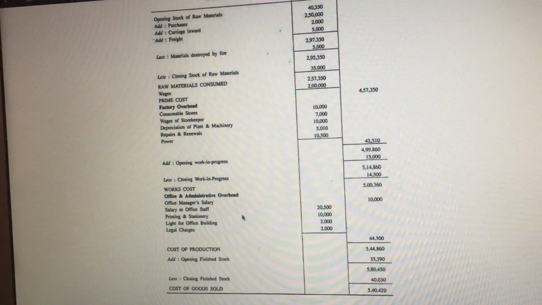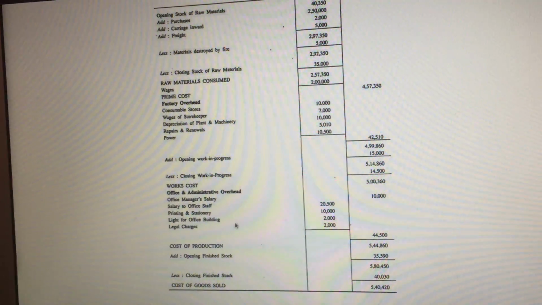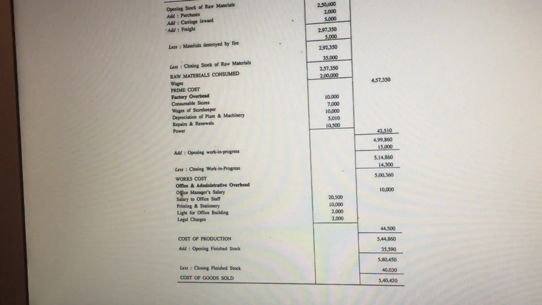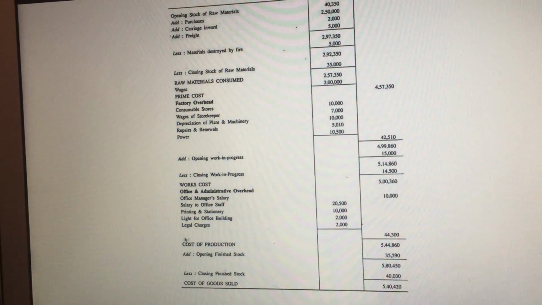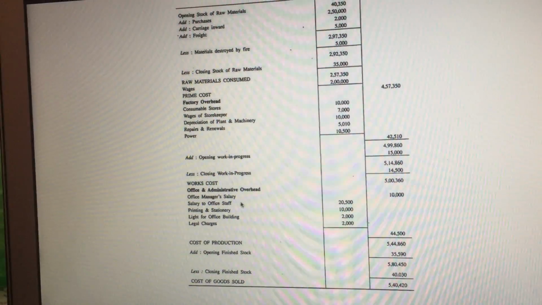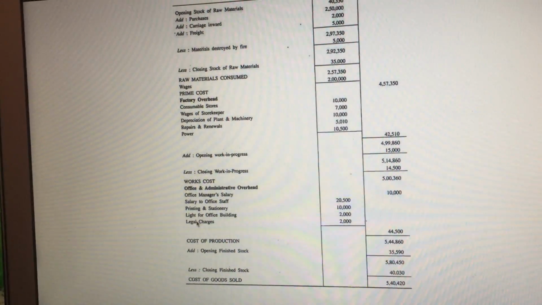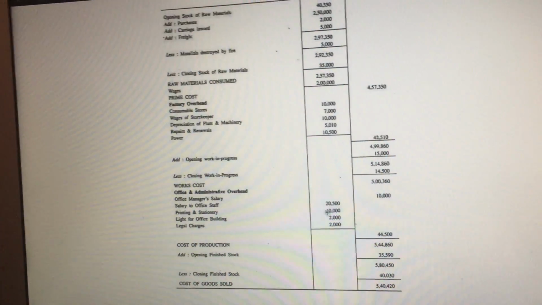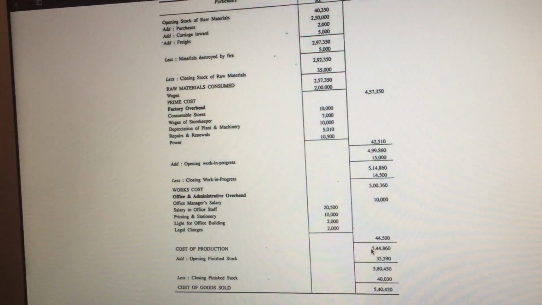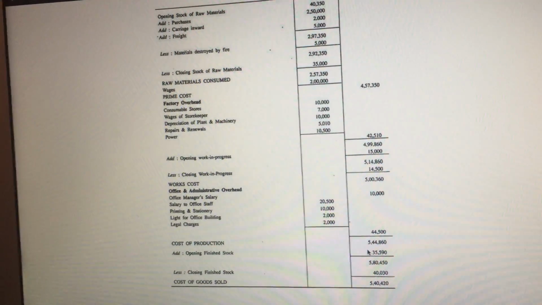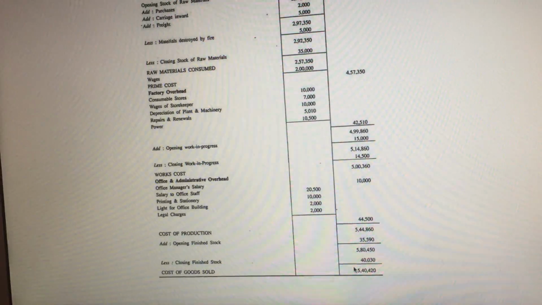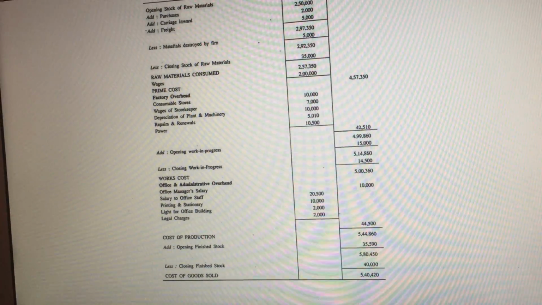Office and administrative overhead, this subheading includes all the expenses related to the office and administration of the organization, which you can see in the circle which I am drawing. It has office manager salary, salary of office staff, printing, legal aids, light for office building. All the expenses are given over here. We add all the expenses to get cost of production. Opening stock of finished goods has to be added, and we subtract the closing stock of finished goods to arrive at the cost of goods sold.